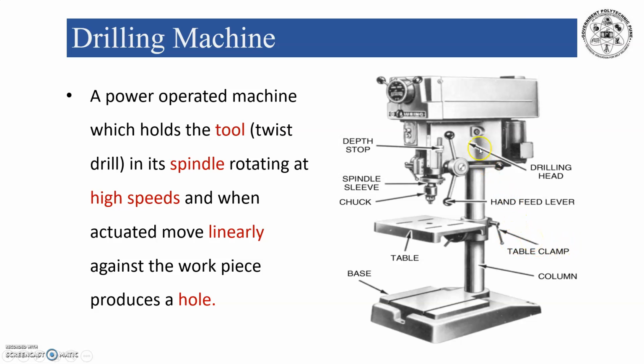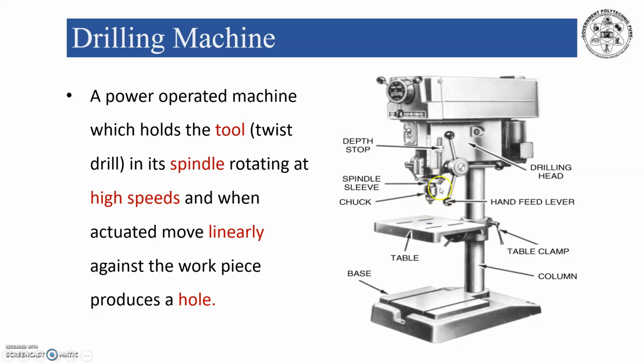Then the next part is the drill head. Drill head is mounted on the top of the column and it houses the driving and the feeding mechanism for the spindle. In some of the machines, the drill head may be adjusted up or down for accommodating different heights of the workpiece in addition to the table adjustment. In the lighter machines, the driving motor is mounted at the rear end of the head, counterbalancing the weight of the drill spindle.